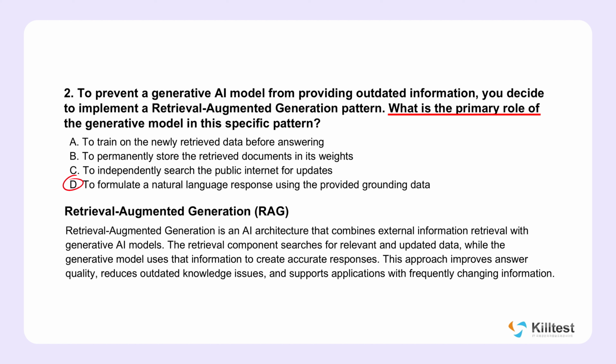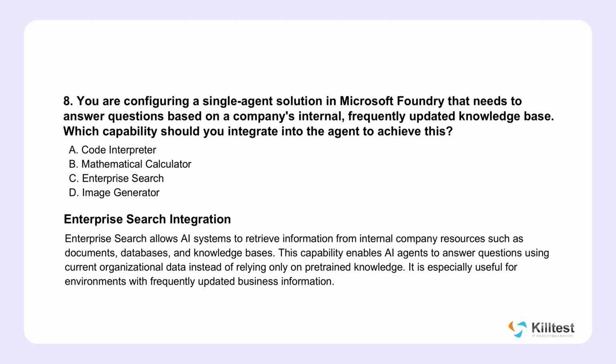The generative model is restricted to processing the text provided in the prompt at runtime. It completely eliminates the reliance on the model's static, pre-trained weights for factual recall. But if the generative model is just the synthesizer, what is actually doing the heavy lifting of finding that specific document in the first place? That is where the retrieval part of RAG comes in. Right, so if an employee asks a question, how does the system physically pull the right file from a massive corporate server? Here is question 8.